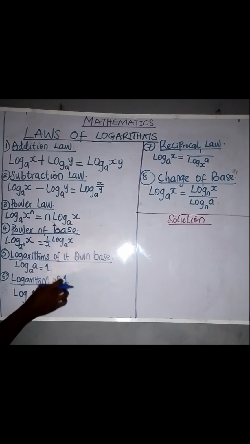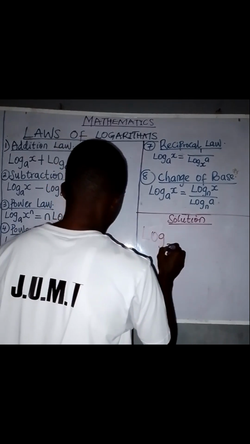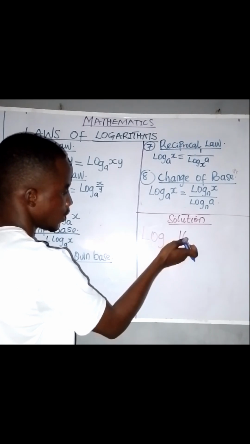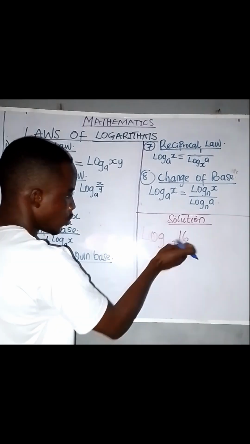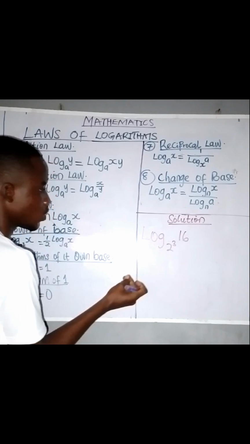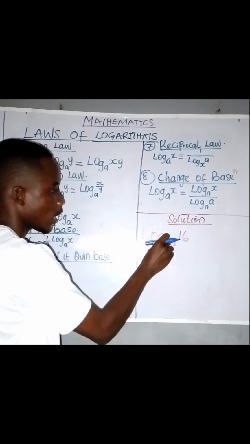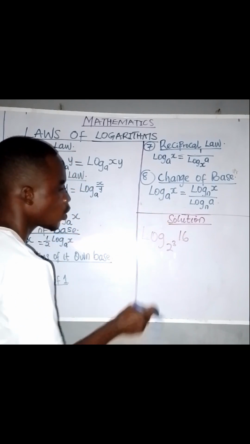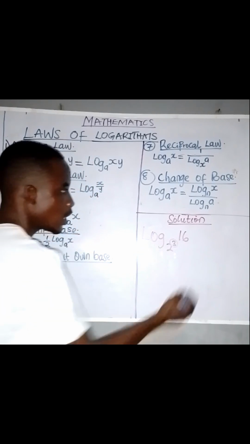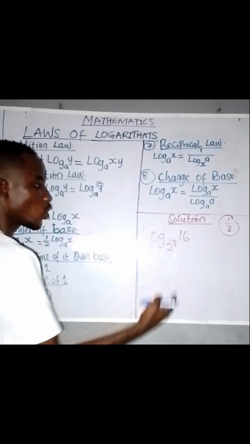So for instance, let's say we have this question: log 2 raised to power 3 of 16. Log base 2 raised to power 3 of 16. So now the base is the one having a power, and this particular law says anytime the base is having a power, the reciprocal of that number multiplies the logarithm itself. So what's the power here? The power here is 3. The reciprocal of 3 is 1 over 3, which will multiply the logarithm itself.